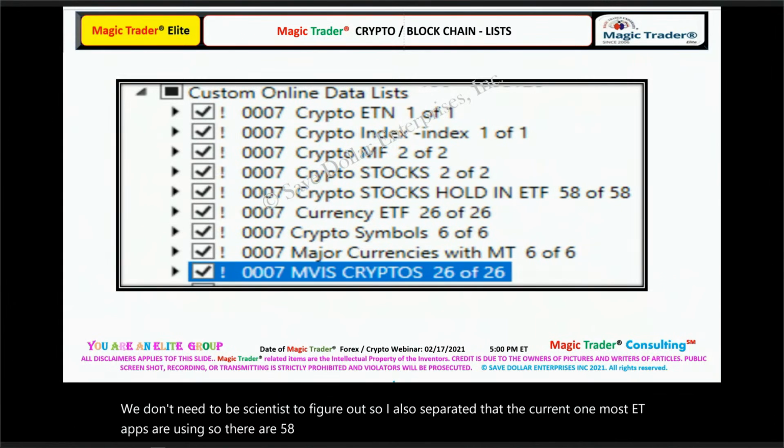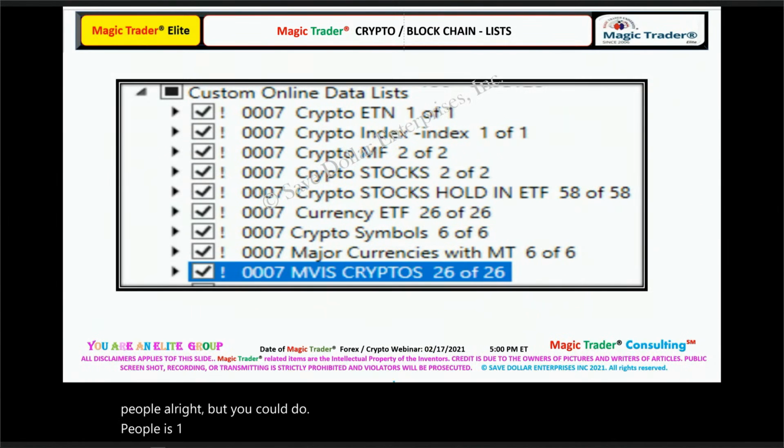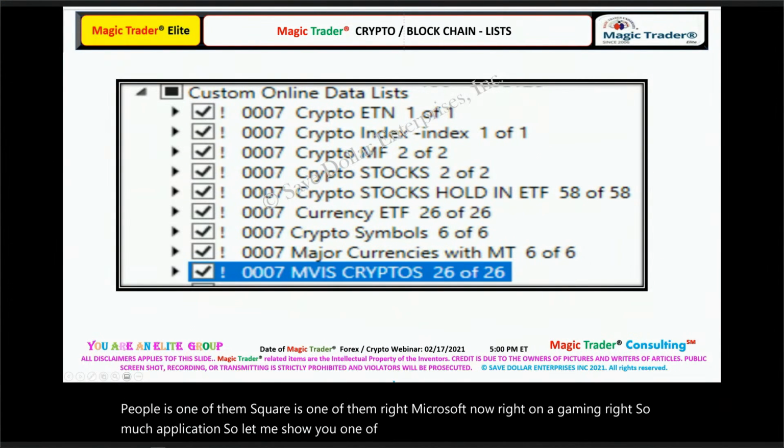Some people say, I don't trust crypto people. All right, but you could do it with PayPal, which is one of them, Square is one of them, Microsoft now on gaming. So many applications. Let me show you one of them, so this way you get an idea of the holdings.